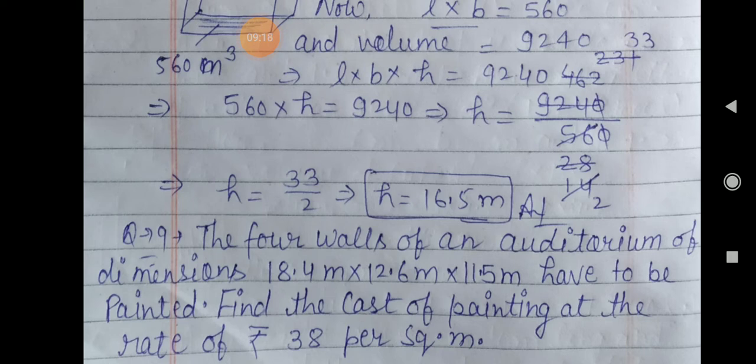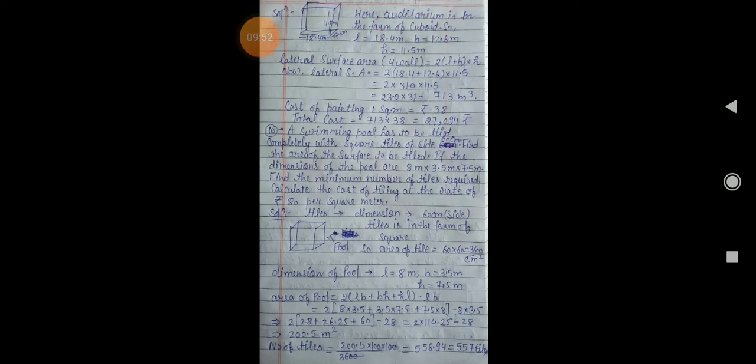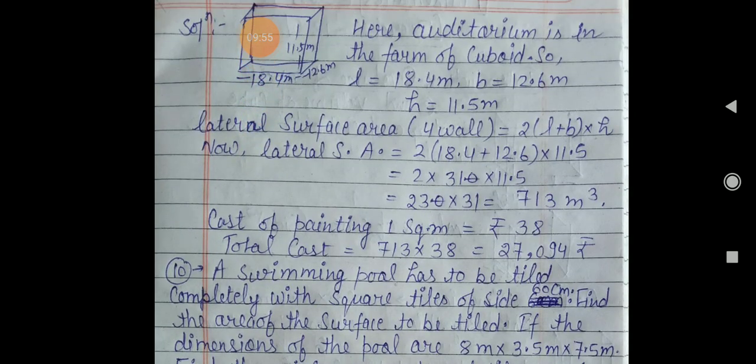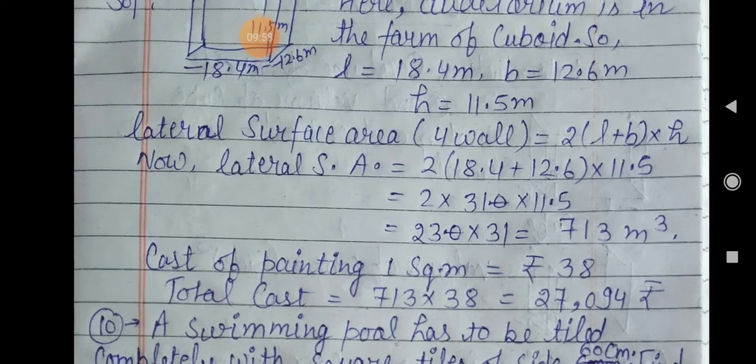this. Okay, so in this question you have to paint only the four walls, and second, the dimensions are given, and the cost per meter square is given, 30 rupees. So in this question you have to find only the total cost of painting the four walls of the auditorium. The auditorium dimensions are given here. So now we have to find the total cost of painting of that auditorium.